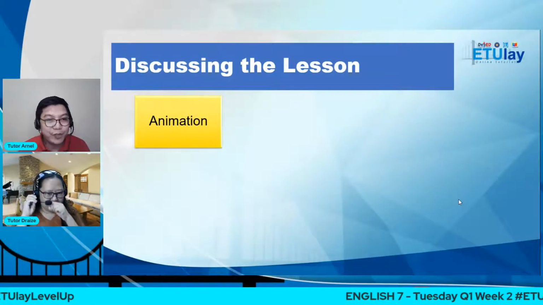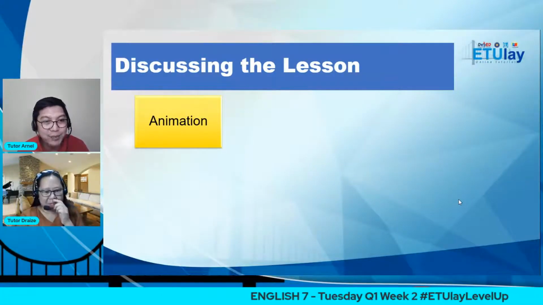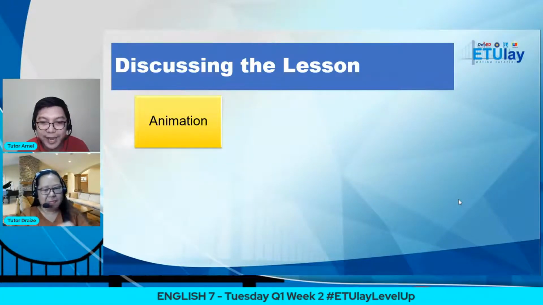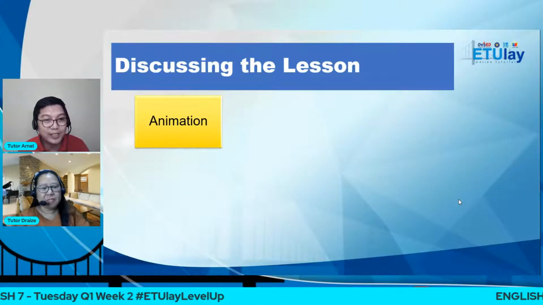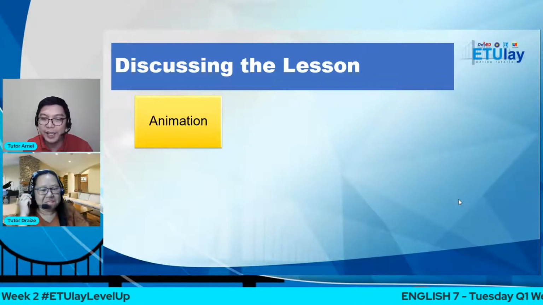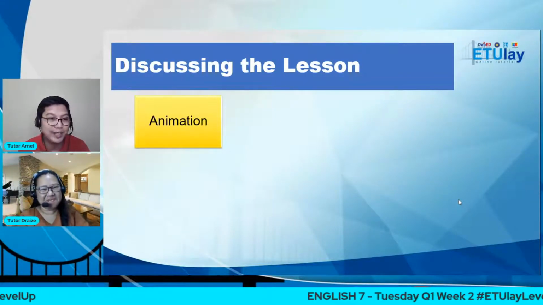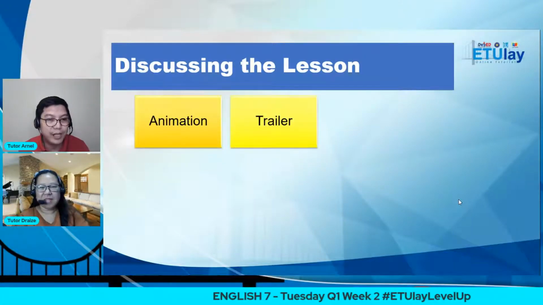So there are different types of it. We do have animation. When we're talking about animation, these are manipulated images. We also call it cartoons, all right? And they are usually using technology to do that. So that's one of the examples of it.